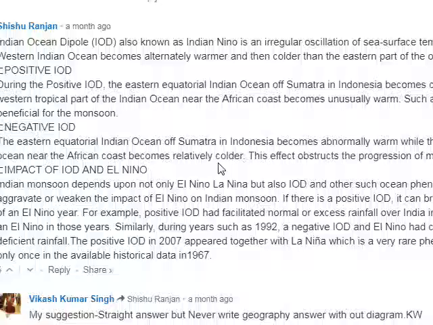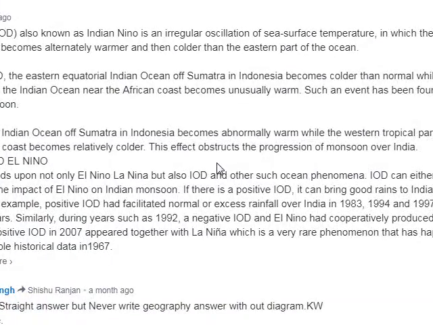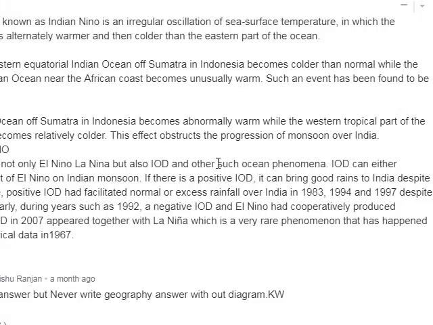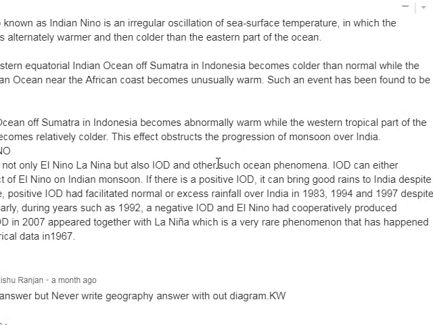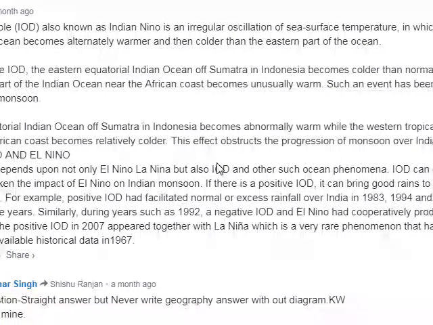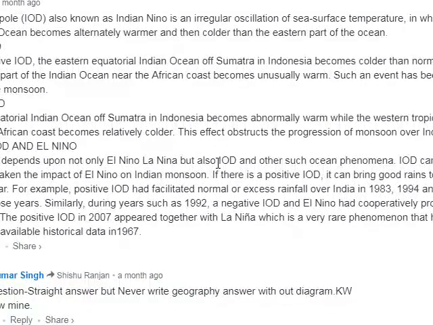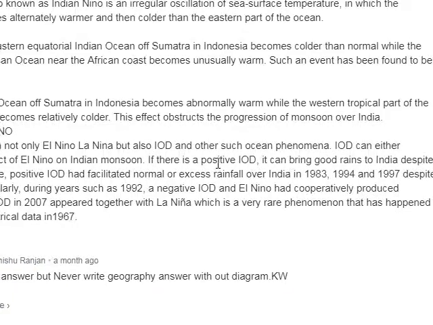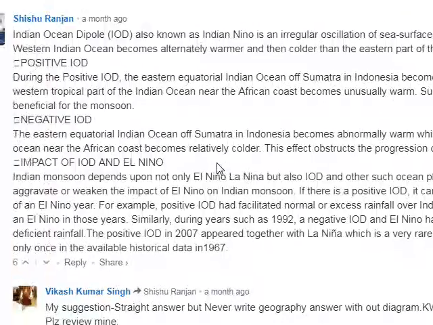For example, a positive Indian Ocean Dipole had facilitated normal or excess rainfall over India in 1983, 1984 and 1997 despite an El Nino in those years.